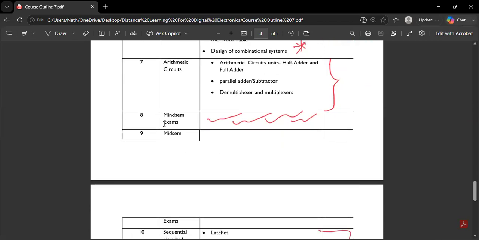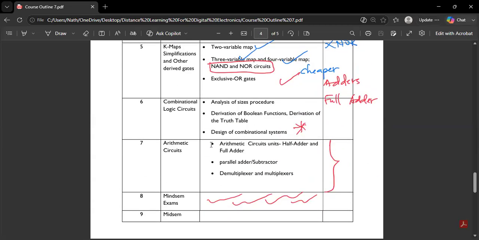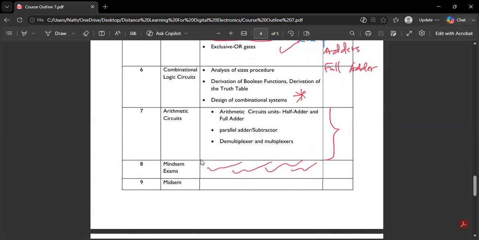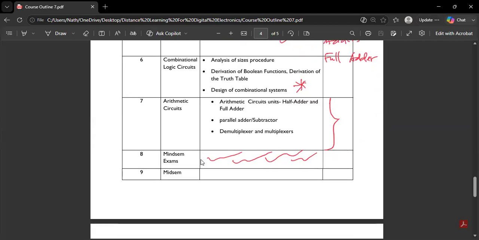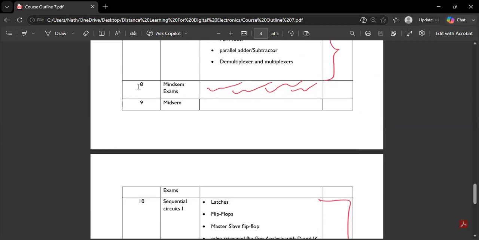Then week 8 will be midsem. Your midsem covers week 1 to week 7. That midsem exam will be under week 8. Then week 9 as well is going to be midsem. It's going to be the same. So the midsem can be held on week 8 or week 9.